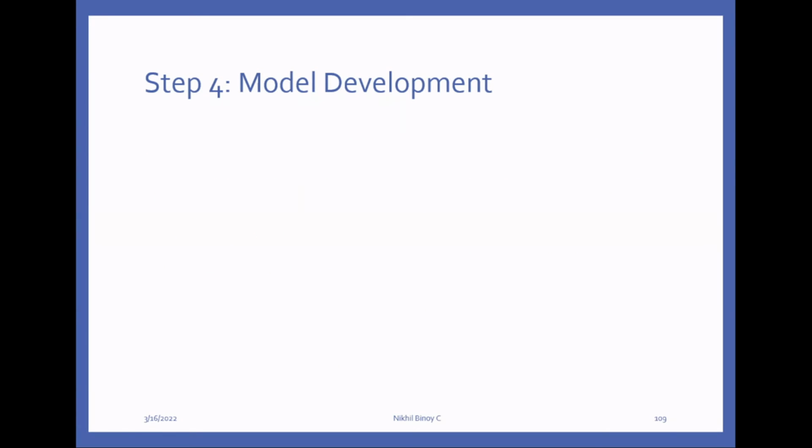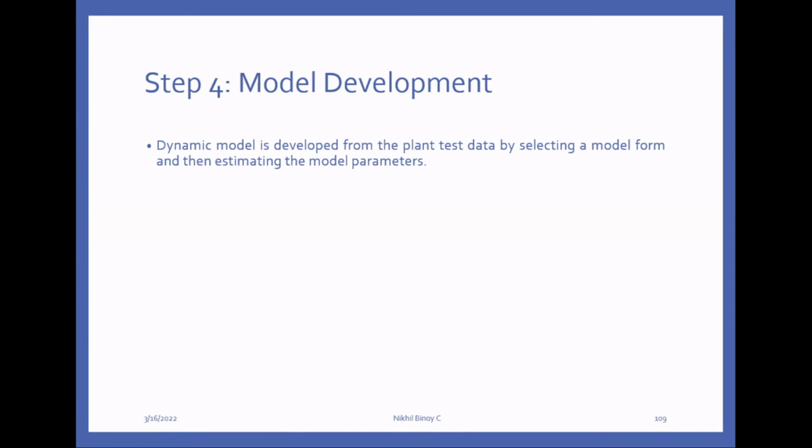Now the fourth step is model development. Now we have a number of data like steady state gain and settling time, and we have the dynamic variables. So by using all these we can develop the dynamic model, the model of the process.